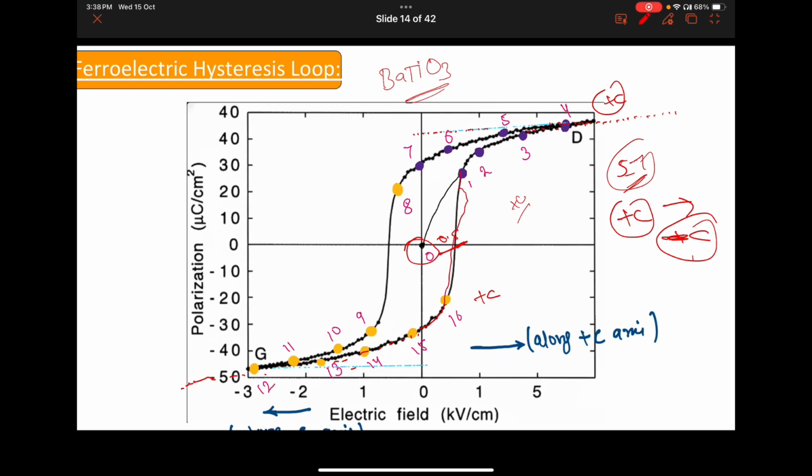It's going to run in a loop from 1 to 2 to 3 to 4, then again 4, 5, 6, 7, and then 9, 10, 11, 12, 13, 14, 15, 16. It's going to keep on running like this, like a hysteresis loop.